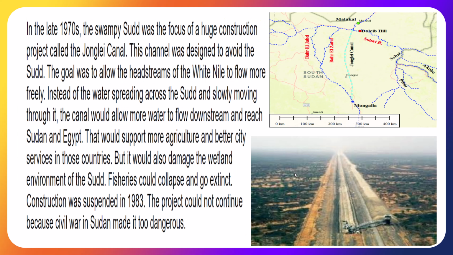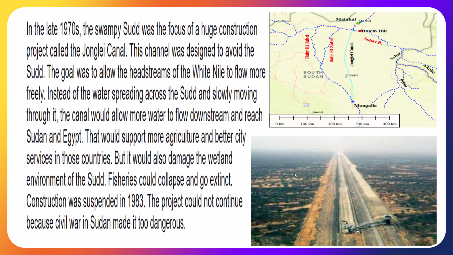In the late 1970s, the swampy Sudd was the focus of a huge construction project called the Jonglei Canal. This channel was designed to avoid the Sudd. The goal was to allow the headstreams of the White Nile to flow more freely. Instead of the water spreading across the Sudd and slowly moving through it, the canal would allow more water to flow downstream and reach Sudan and Egypt. That would support more agriculture and better city services in those countries.